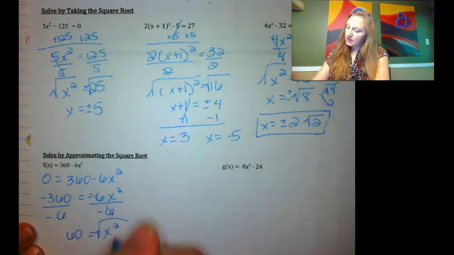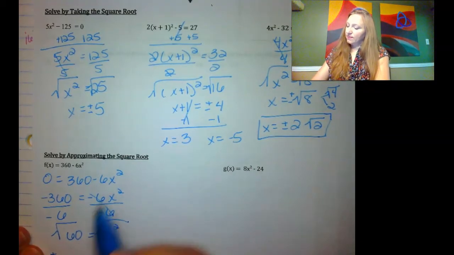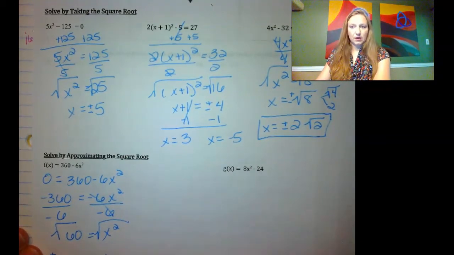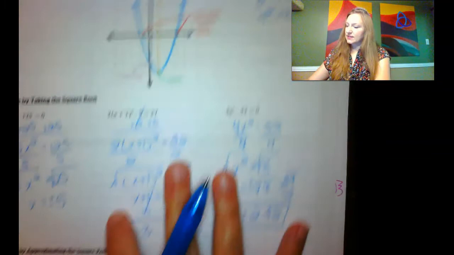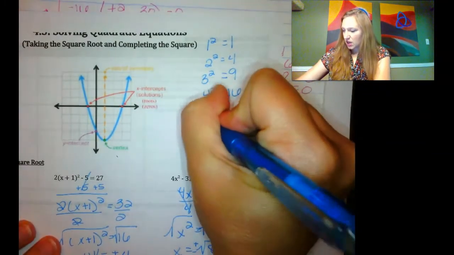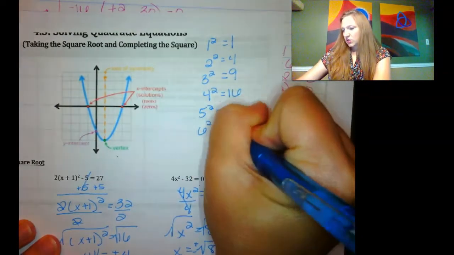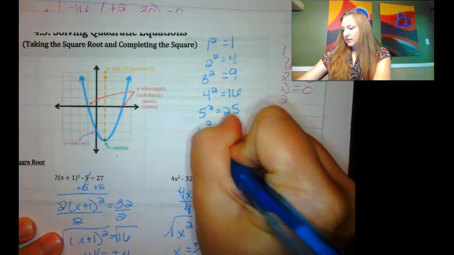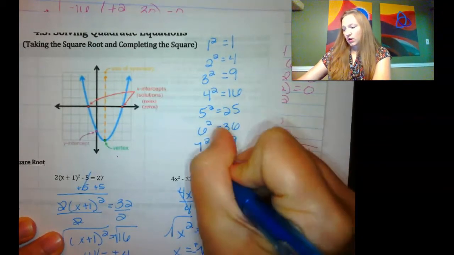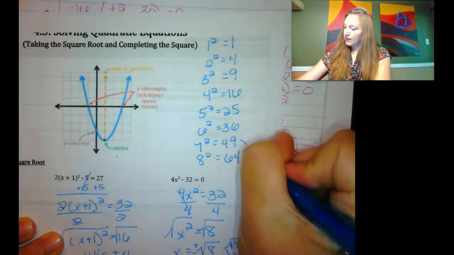All right, so I'm going to take the square root here, and this is not a perfect square. 60 is not a perfect square. But let's go back to our list and think about what would be the closest perfect square so we could get an approximation. So 5 squared is 25, 6 squared is 36, 7 squared is 49. We're not there yet. 8 squared is 64. Okay, now we're in the ballpark, right?